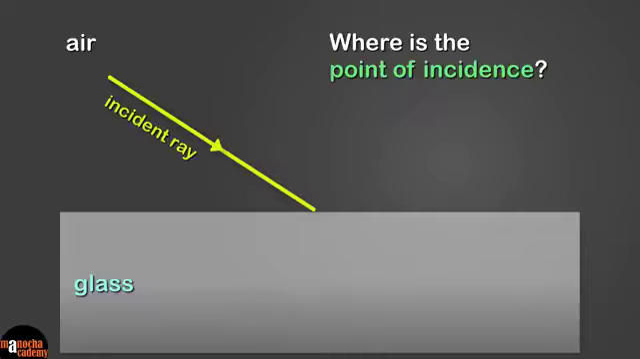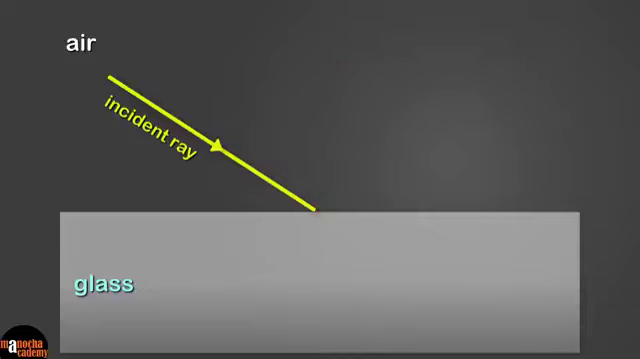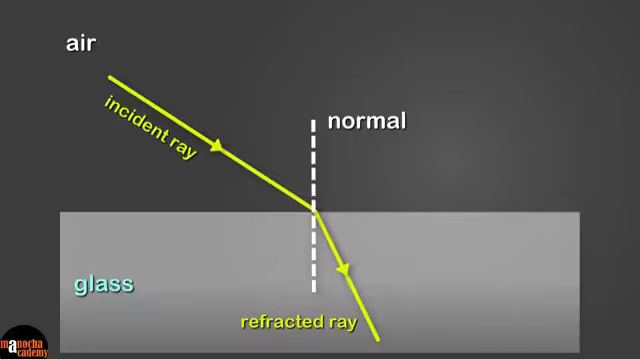Let's look at some terms first. This ray of light is called the incident ray. Do you know where is the point of incidence? That's right, it's here. The point where the incident ray hits the second medium is called the point of incidence. Now let's draw an imaginary line perpendicular to this boundary between the two materials. This perpendicular line is called the normal. The light ray in the second medium is called the refracted ray.